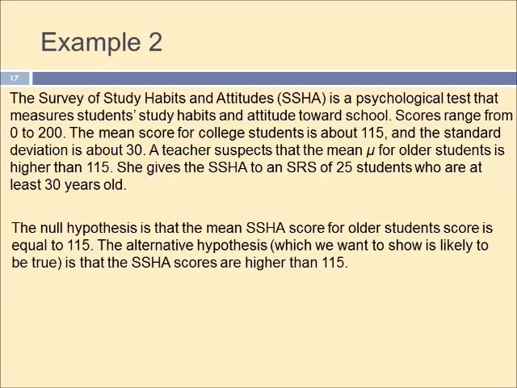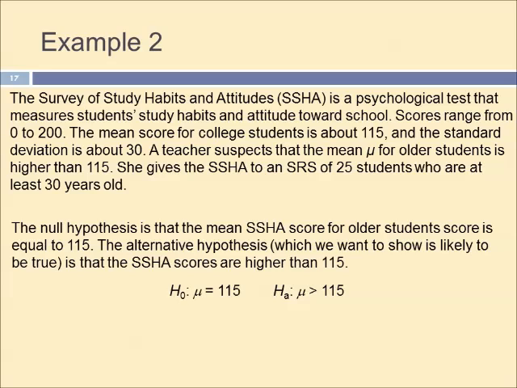The null hypothesis is that the mean score for older adults is the same as it is for all other students, so it's no different from 115. The alternative hypothesis, which is what this researcher wants to show, is that the scores for older adults are actually higher than 115. So we want to test the claim based on this sample.